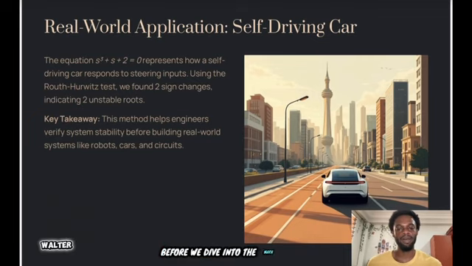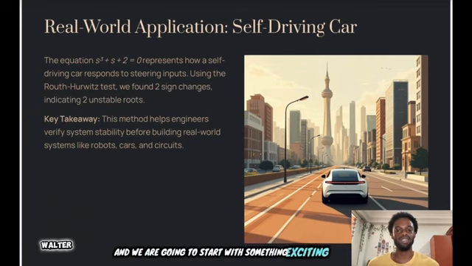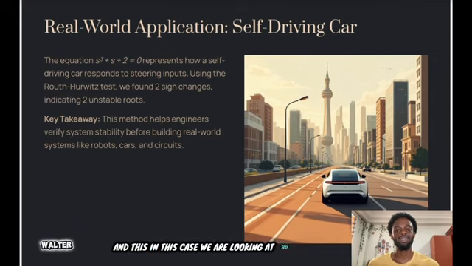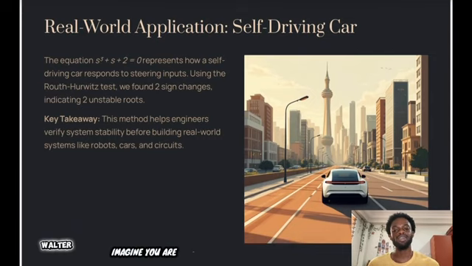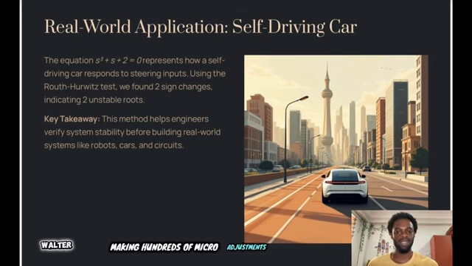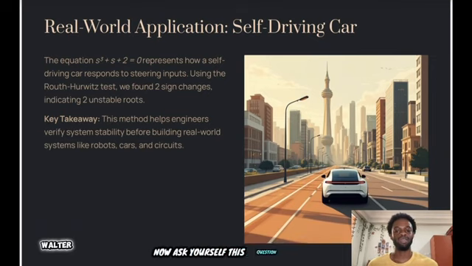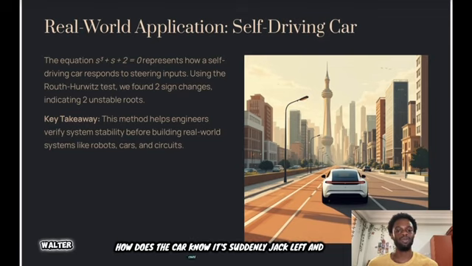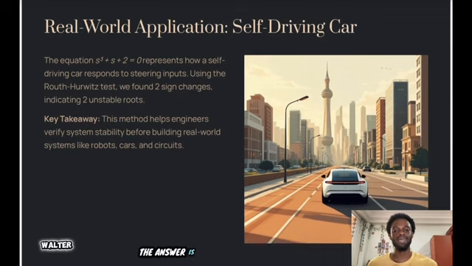Before we dive into the math, let's talk about why this matters. And we are going to start with something exciting. In this case, we are looking at self-driving cars. Imagine you are sitting in a fully autonomous Tesla. You are not touching the steering wheel. The car is sensing the road by itself, making hundreds of micro adjustments every second to keep you in your lane. Now ask yourself this question: how does the car know it won't suddenly jerk left and cause an accident? The answer is simply stability analysis.